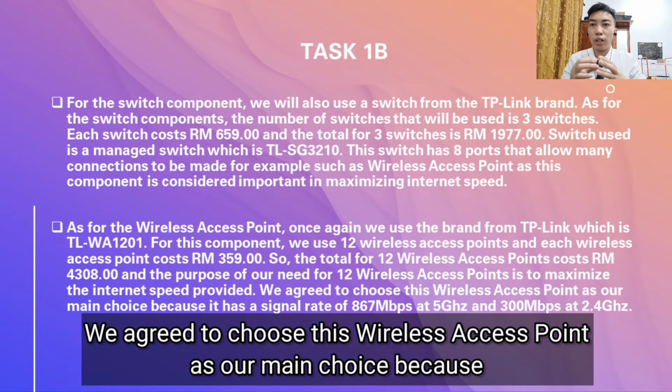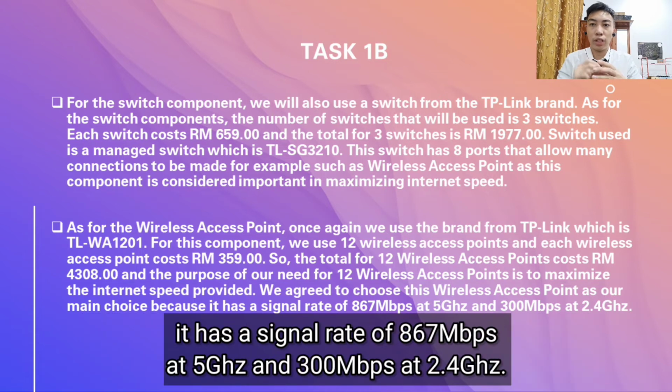We agreed to choose this wireless access point as our main choice because it has a signal rate of 867 megabit per second at 5 GHz and 300 megabit per second at 2.4 GHz.